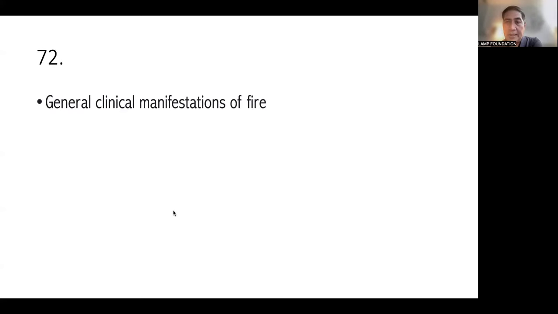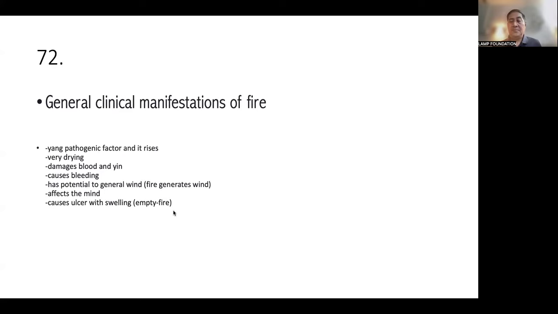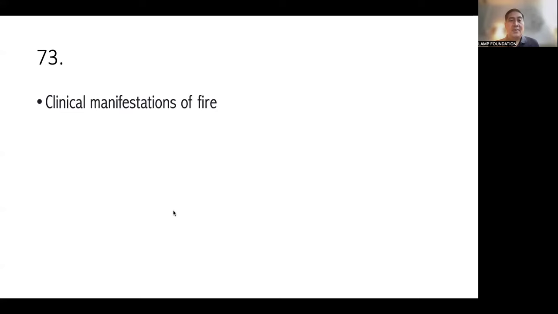What are the general clinical manifestations of fire? It's a yang pathogenic factor and it rises. It's very drying, damages blood and yin, causes bleeding, has potential to generate wind. It affects the mind, may cause ulcer with swelling in the case of empty fire. So that's why if you're very angry, ang dami mong fire, pwede kang ma-stroke, pwede kang magkaroon ng wind. No? Yes po, yun ang nangyari sa akin.